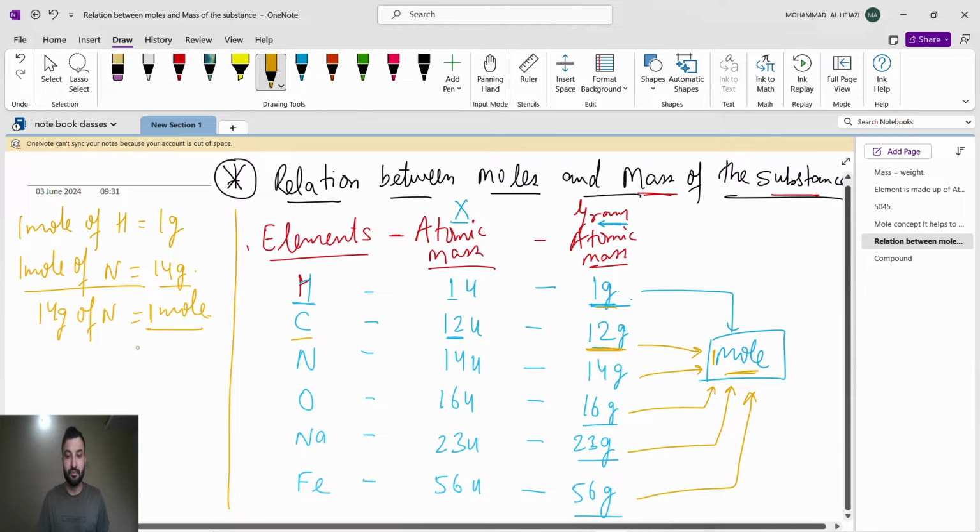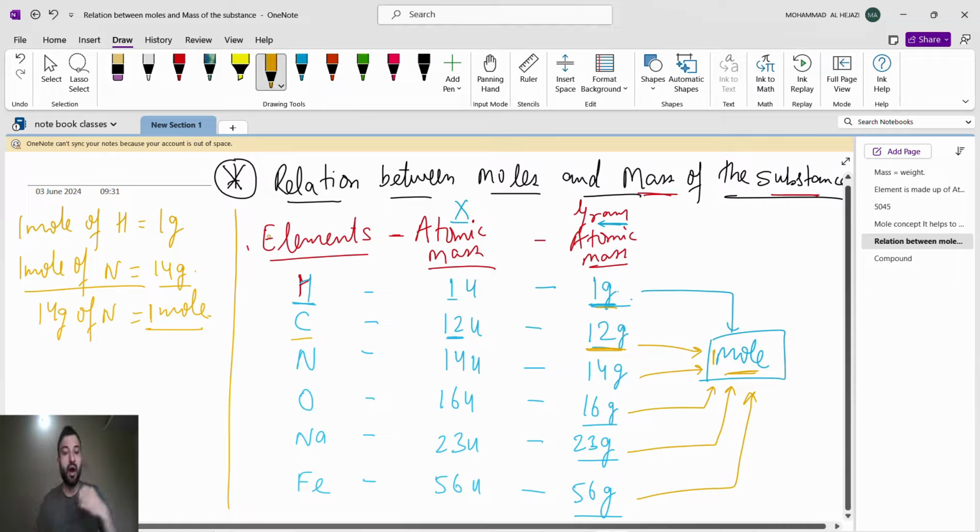Suppose I tell you 8 gram of oxygen. So you will see that 1 mole of oxygen is 16 gram, but I said 8 gram of oxygen, which means half mole of oxygen, right?